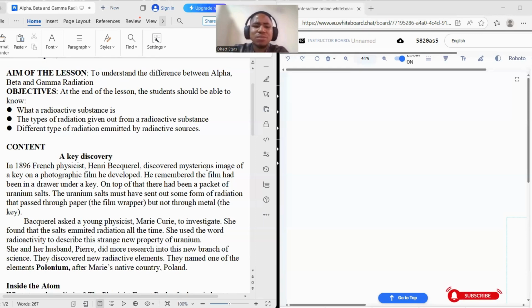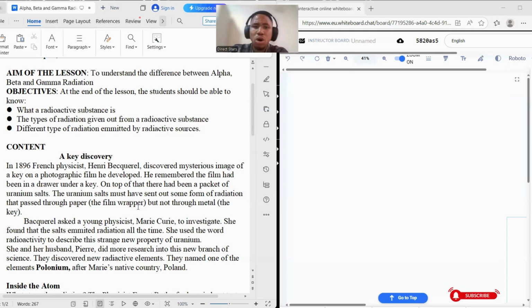You remember that the film had been in a drawer under a key, and under this key there was a packet of uranium salt. We know uranium is an element that releases radiation, which allows energy to move in space. So the uranium salt must have sent out some radiation that passed through the paper, which is the film wrapper, but not through the metal. So he was just wondering.